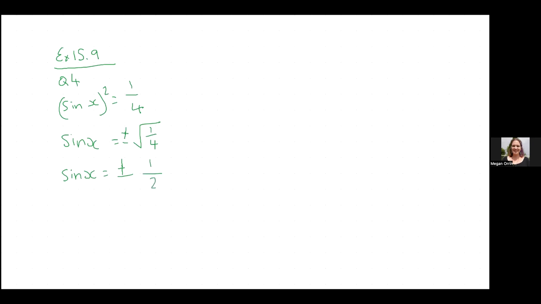So how do I find an unknown angle? Take the inverse sine, right? So x is the inverse sine of 1/2. And we can type that in. That gives me 30. So x is 30 degrees. Now, there is more going on here, okay?